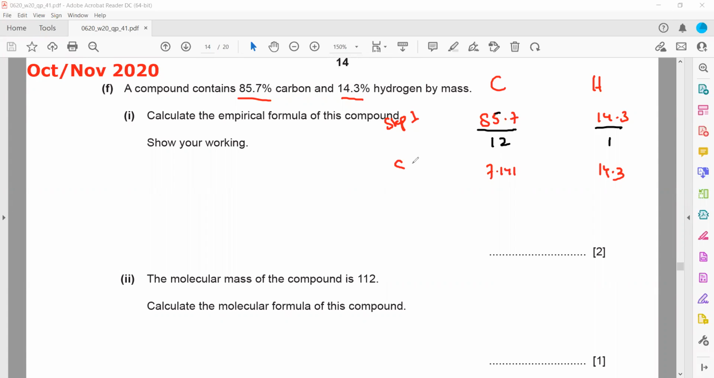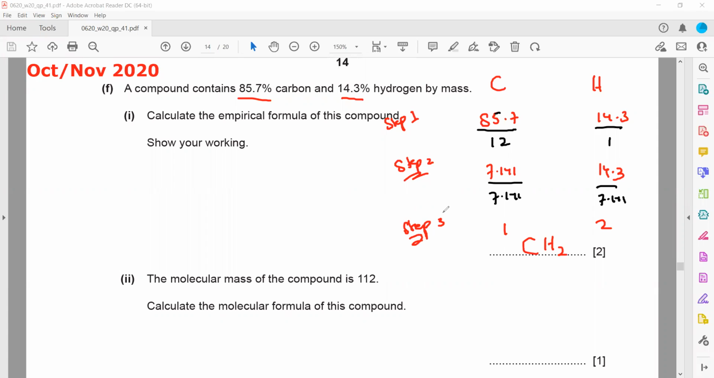What is step 2? If we want to calculate the empirical formula, we divide by the smallest value. So which one is the smallest value in the combination? That is 7.141. So 7.141 and 7.141. When we divide both of them by the smallest value, this will be 1, and 14.3 divided by 7.141 will be 2. So what is the empirical formula? The simplest ratio, it contains 1 carbon atom and 2 hydrogen atoms. So the empirical formula is CH2.